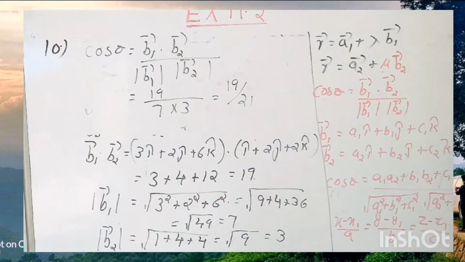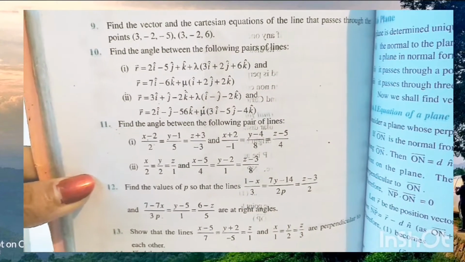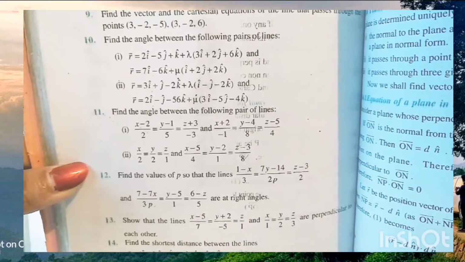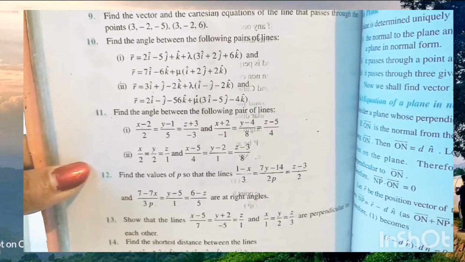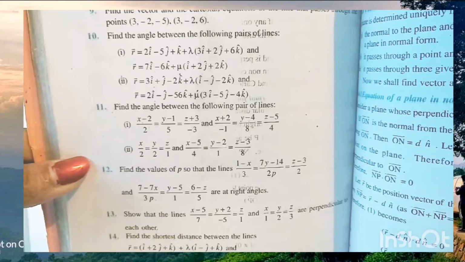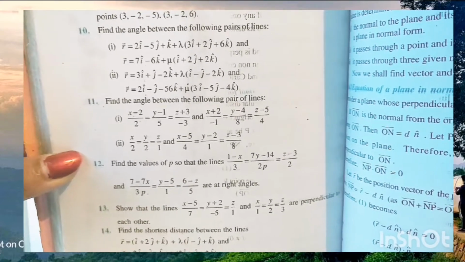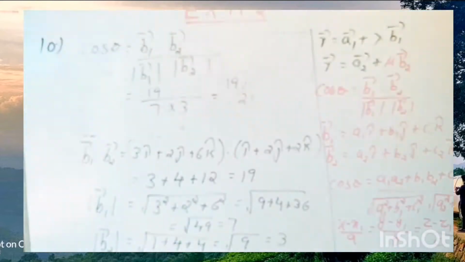Now we are going to do the 11th question. Find the angle between the following pair of lines. First one, x minus 2 by 2, y minus 1 by 5, z plus 1 by minus 3, and x plus 2 by minus 1, y minus 4 by 8, z minus 5 by 4.